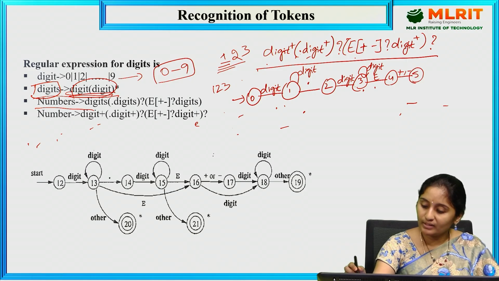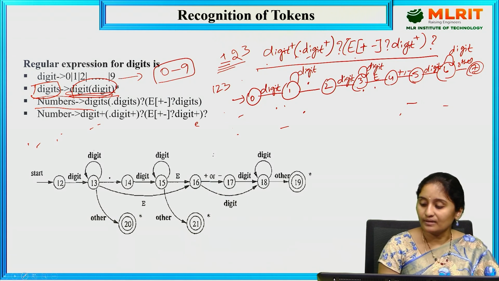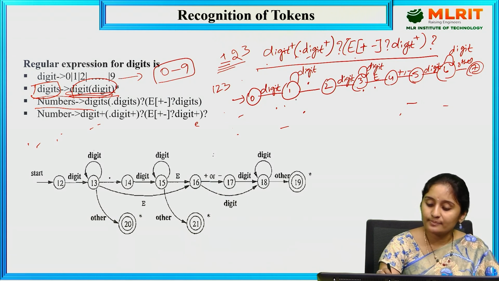Again I am having here digit plus, nothing but what I can write here as digit, sixth state, and I have digit. There can be some other things also. So let me write here some other symbols or other values I will be having. That is nothing but the seventh state. So here it accepts all the values.